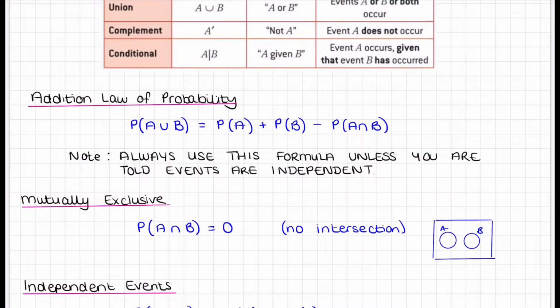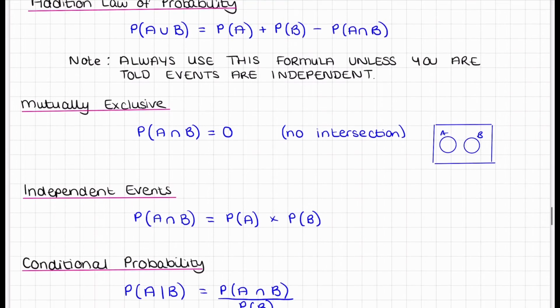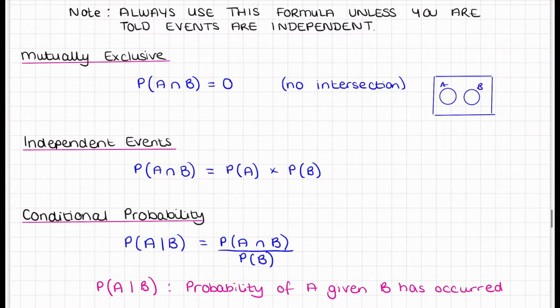Next, we have mutually exclusive, which is when the intersection of two events equals 0. So you can see I've just got a little Venn diagram there, which shows that the circles do not intersect. That is mutually exclusive, so there is no intersection. Independent means that one event does not affect the next event happening, and that's when we have the probability of A times the probability of B.